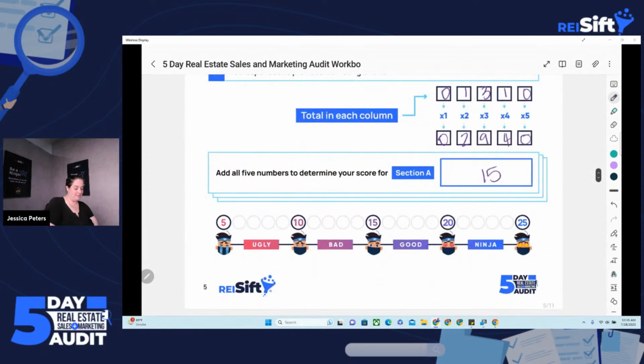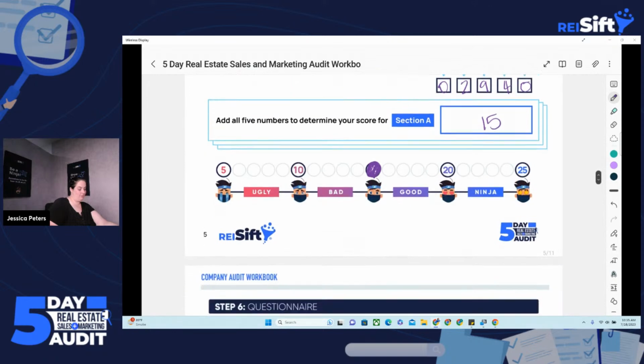And so I made this little scale down here, which I think is really cute with the little ninja faces. I like it. And you're going to bubble in where you're at. So we had a 15. And so we did like good, bad, ugly, but then we added in that extra level of ninja, like you're on fire, right? So we're kind of on that borderline of good there. All right.